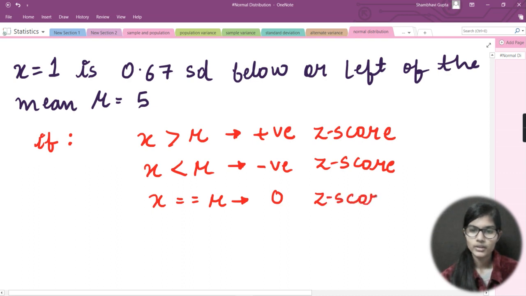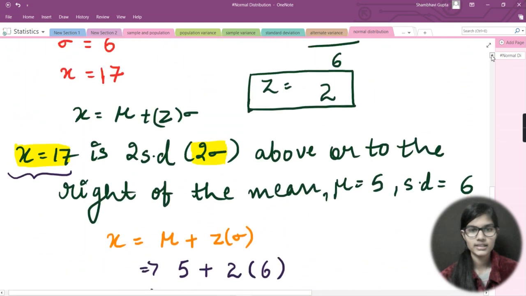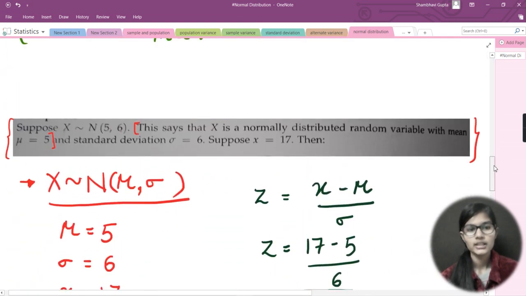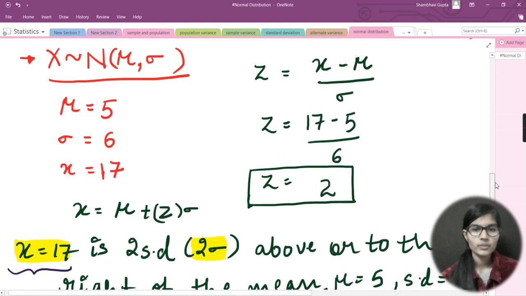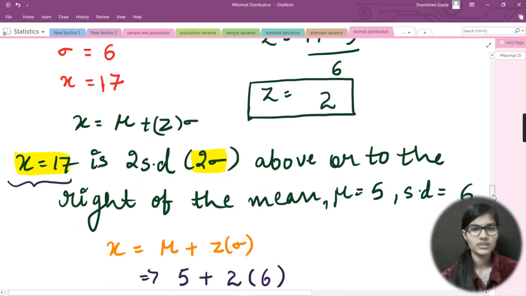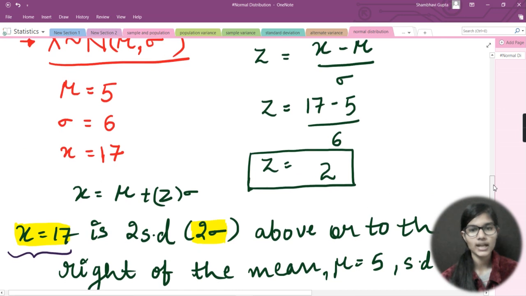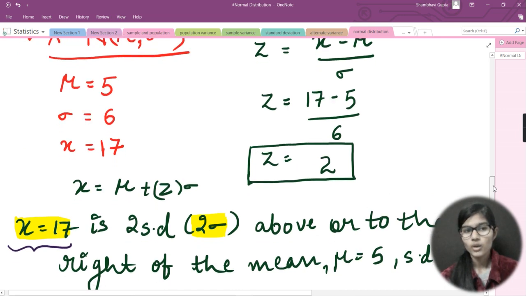So the above conditions I have used: when my value of x is greater than my mean, I am getting a positive z score. See, in the first example which I have taken, I had the value of x equal to 17, right? So when I calculated my z score, I got the value 2. And what was my mean? The value for my mean was mu equal to 5 and x equal to 17. So here what condition is satisfied? That x is greater than mu.